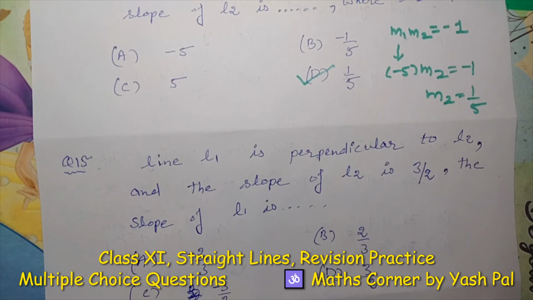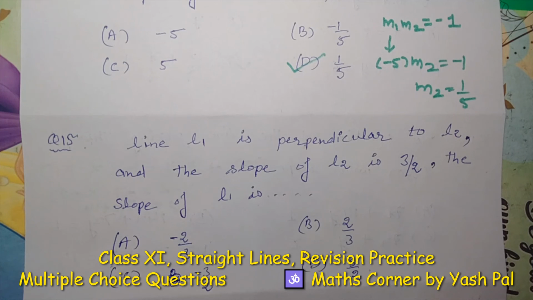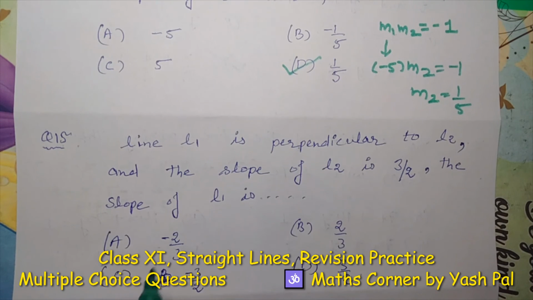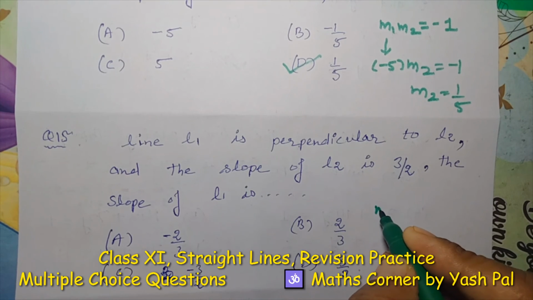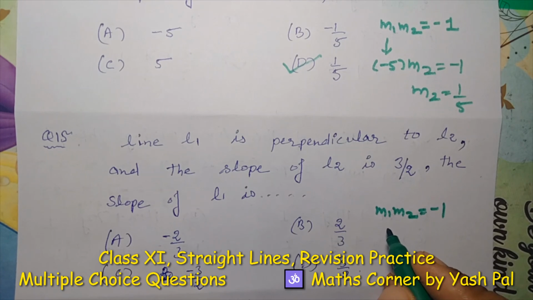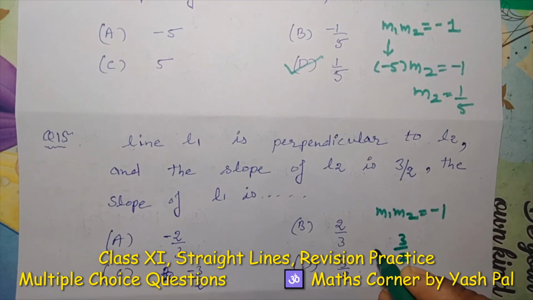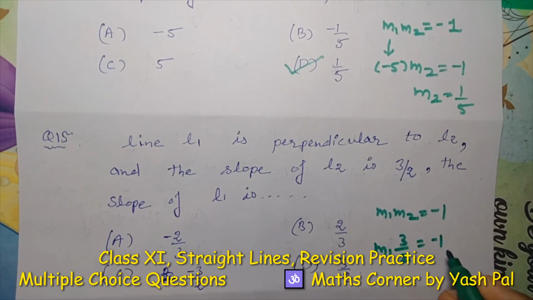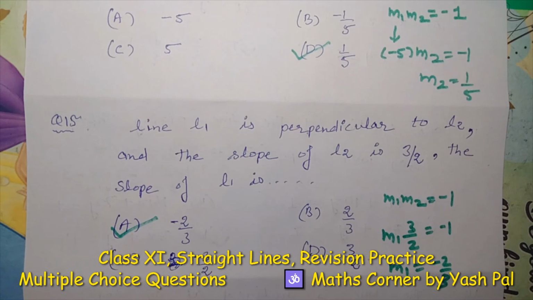Now we have question number 15. The line L1 is perpendicular to L2 and slope of L2 is 3 by 2. Again we do the same thing. M1 into M2 is equal to minus 1. What is the slope of L1? L2 slope is 3 by 2. M1 into M2 is equal to minus 1. Of course, then M1 is equal to minus 2 upon 3. Option number A is the right choice to this question.